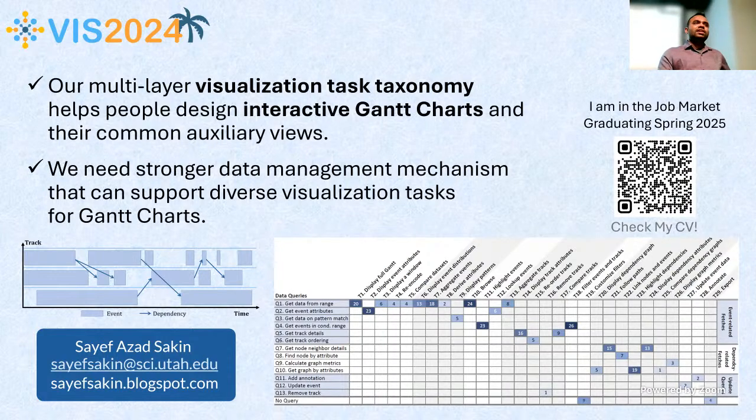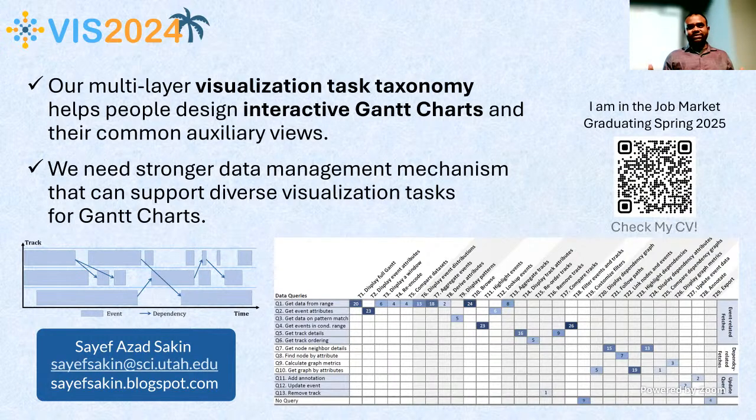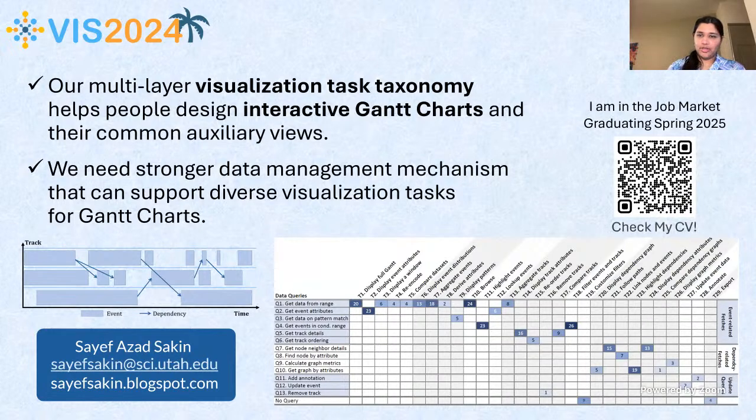Yep. Actually, we didn't focus on that. This is mostly focused on whenever you use a Gantt chart as a primary view. So there could be some other additional views that you could interact with, but all of our tasks are focused on whenever you interact over the Gantt view only. Okay. Great, I think that clears your question, right? Yeah.